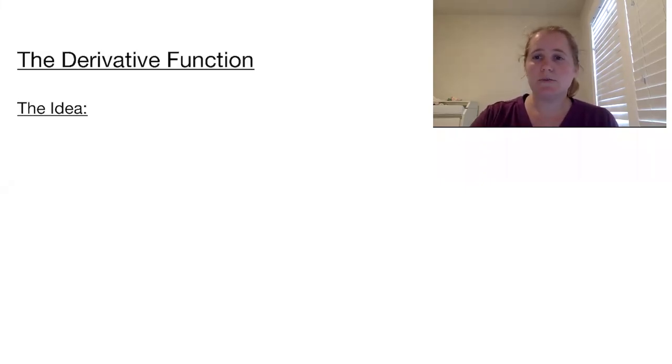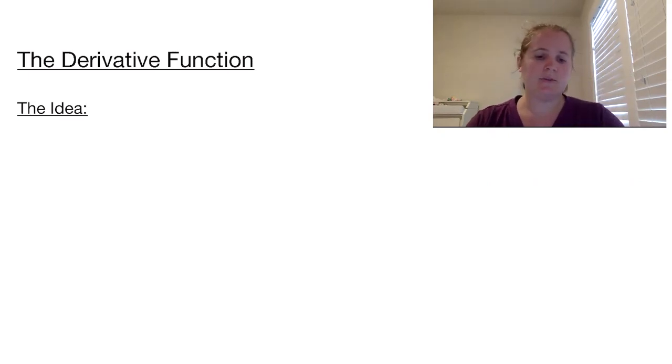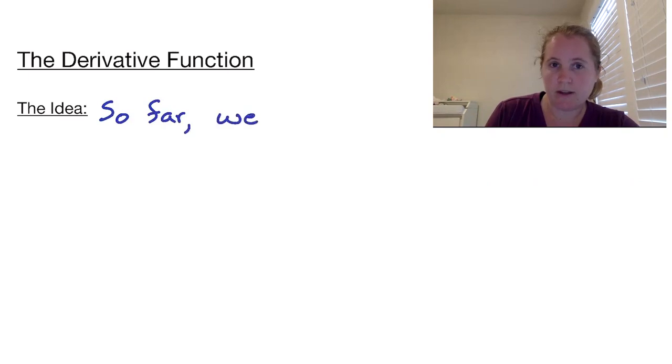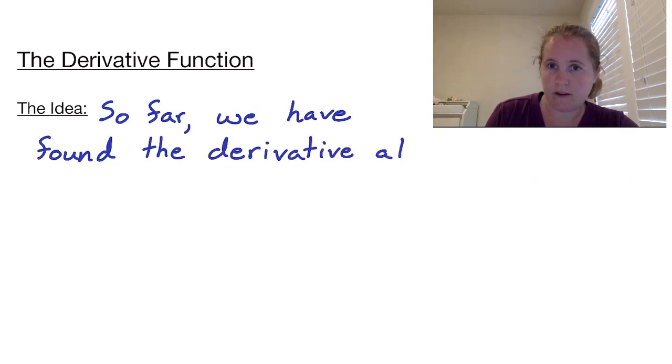Welcome to the derivative function. So the idea here is we have been able to find the derivative at a point. Right? So far, we have found the derivative at a point.